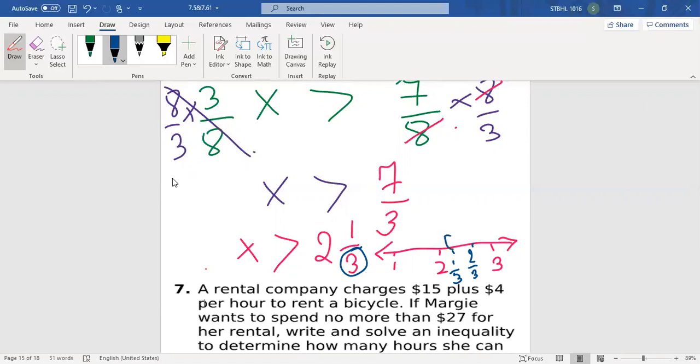So I will locate the circle here at 2 and 1 over 3. What about the circle? It's unshaded because it doesn't have an equal sign. And what about the variable? The side of the inequality is toward the variable, the wide side. So I'm going to go to the right side. So all the numbers that are more than 2 and 1 over 3 are included in the solution set, and 2 and 1 over 3 itself is not included in the solution.